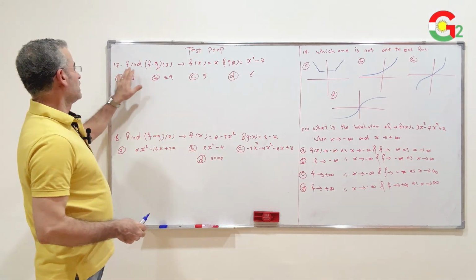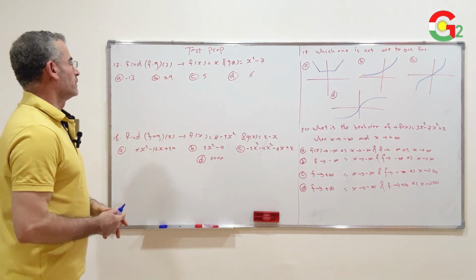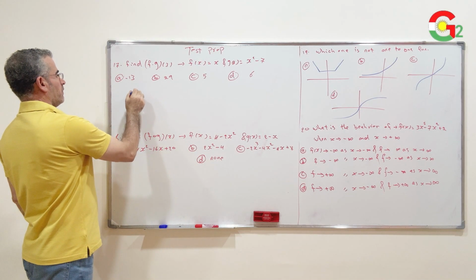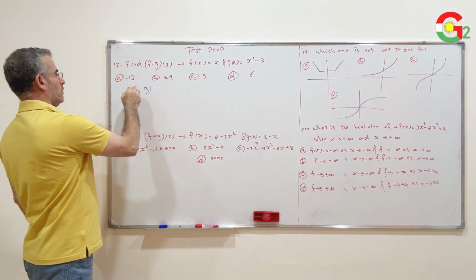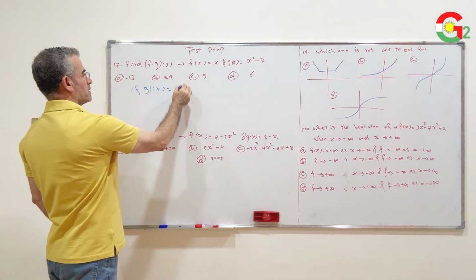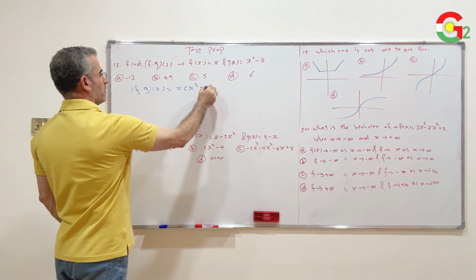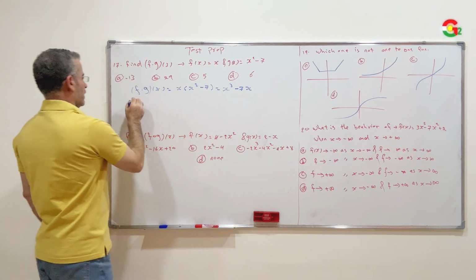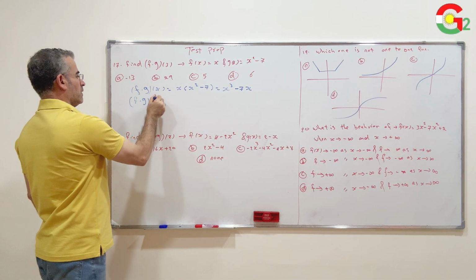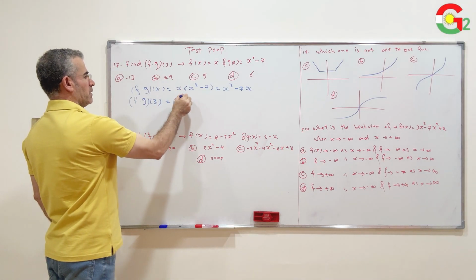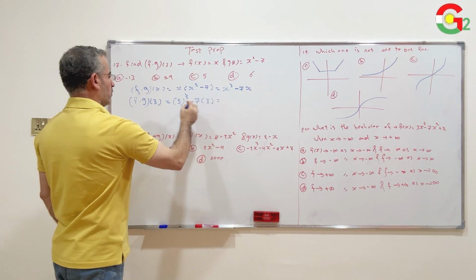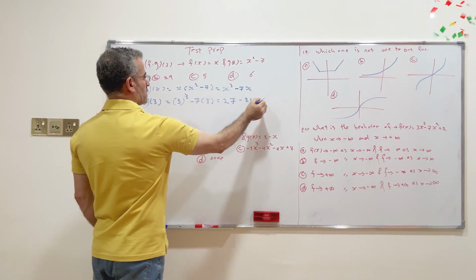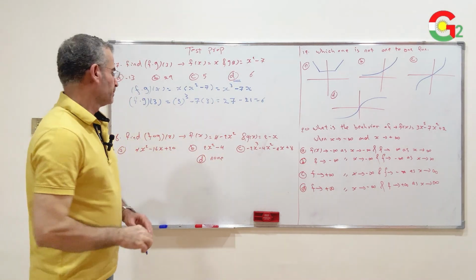Question number 17. Find f dot g of 3 if f of x equals x and g of x equals x power 2 minus 7. F dot g of x equals x times x power 2 minus 7, equals x power 3 minus 7x. Then f dot g of 3 equals 3 power 3 minus 7 times 3, which is 27 minus 21, equals 6. Choice D.